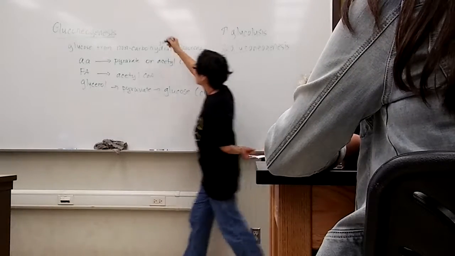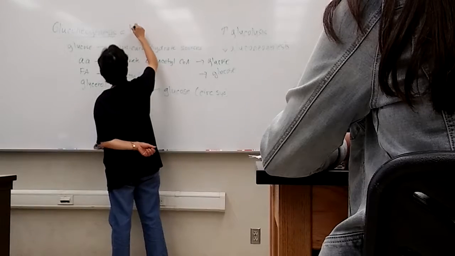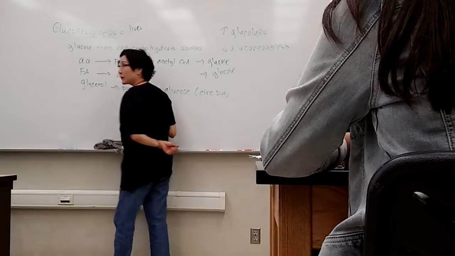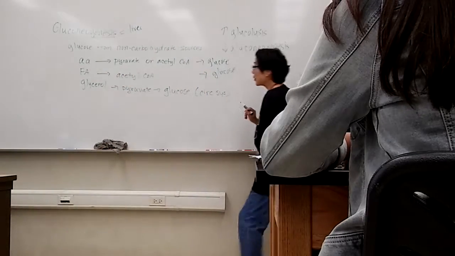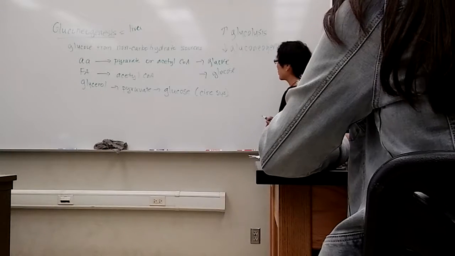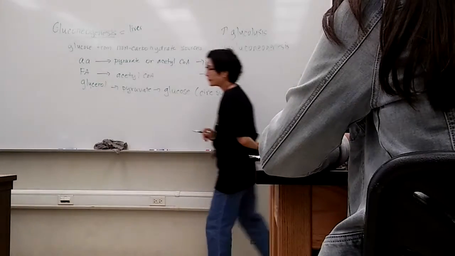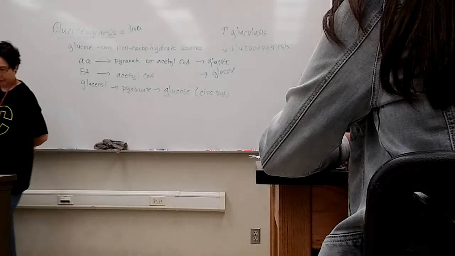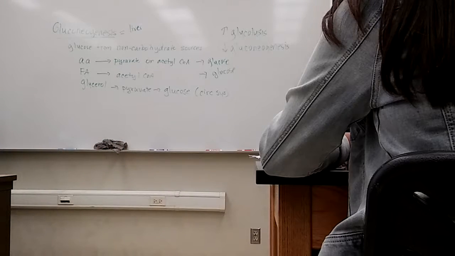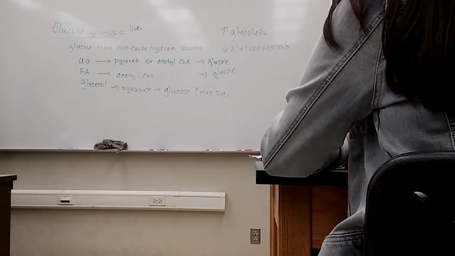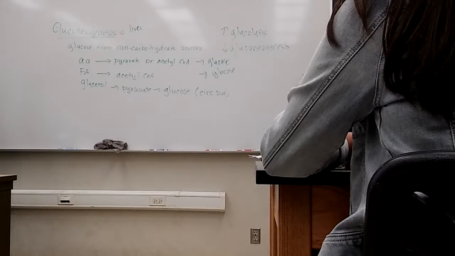So usually gluconeogenesis takes place mainly in the liver, a little bit in the kidneys, but mainly in the liver, and then the liver will send out this glucose if it's not using it for its own use. Okay?